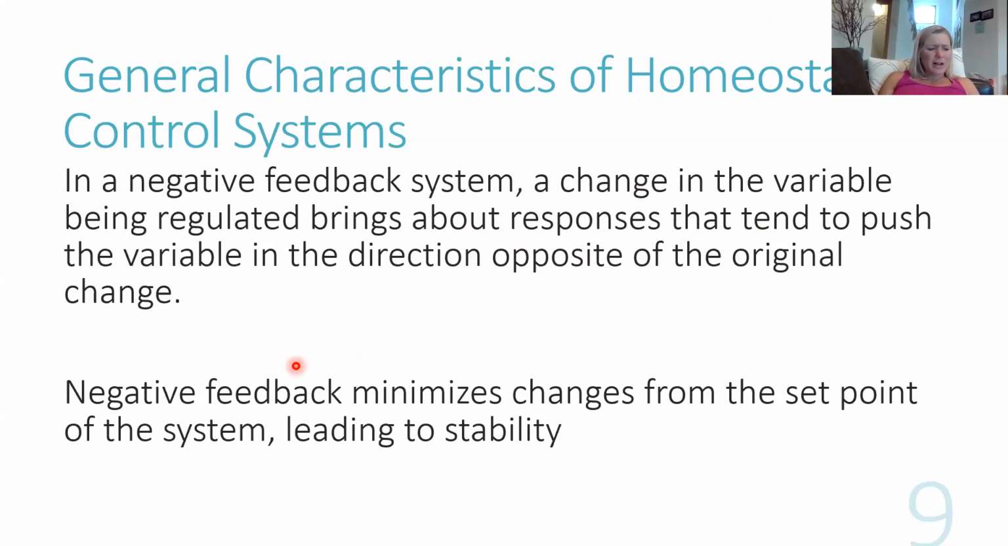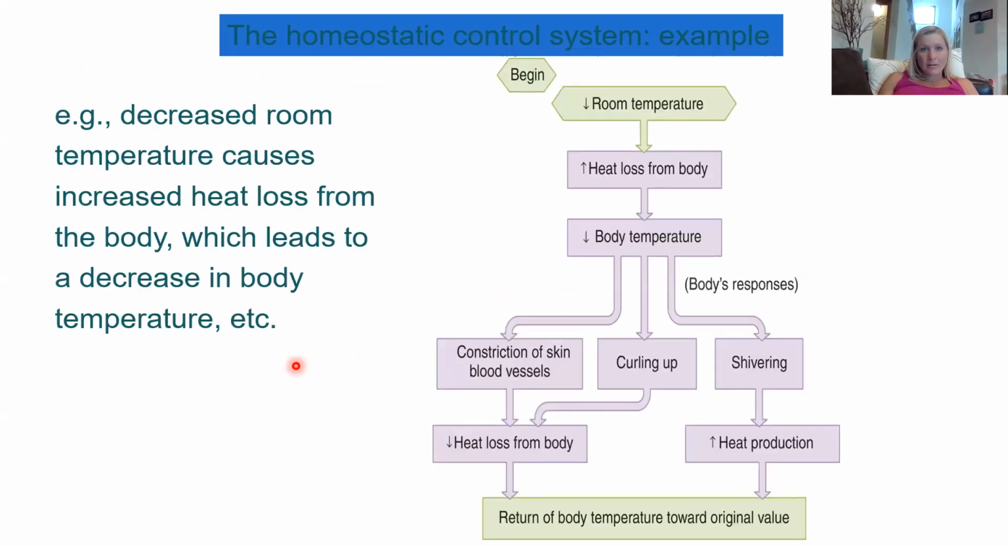Again, we have lots of different set points within the body, not just temperature, many others as well. This shows you the example of temperature. I know I'm using temperature, but it's an easy one to visualize. So let's start up here. If room temperature decreases, so let's say it starts to get too cold in here, I'm going to start to lose more body heat, and therefore my body temperature will decrease. And then I'm going to have three different effectors. I'm going to start shivering, which is going to allow me to increase heat production.